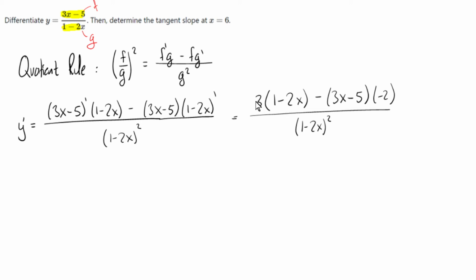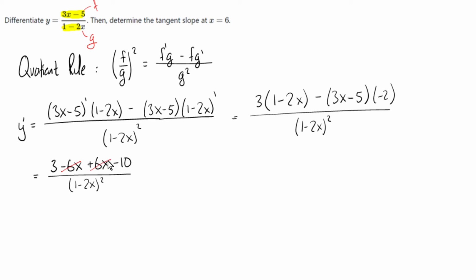So now, in the numerator, we can expand and combine like terms. We're going to get 3 minus 6x. And then we multiply the negative 2 into the bracket, but we also switch the sign because there's a leading minus sign here. So negative 2 times 3x is negative 6x, which is going to be positive 6x. Negative 2 times negative 5 is positive 10, which is going to become negative 10, over (1 minus 2x) squared.